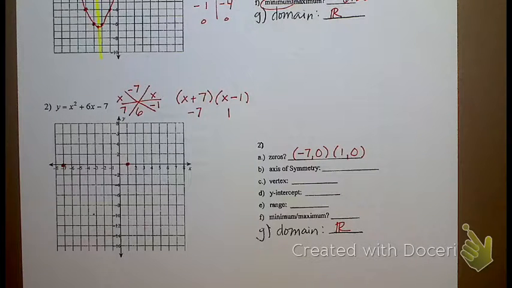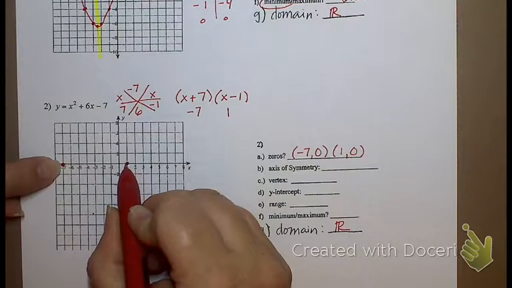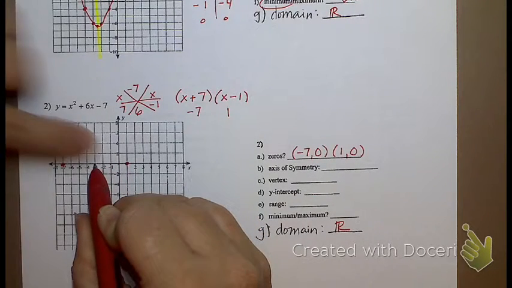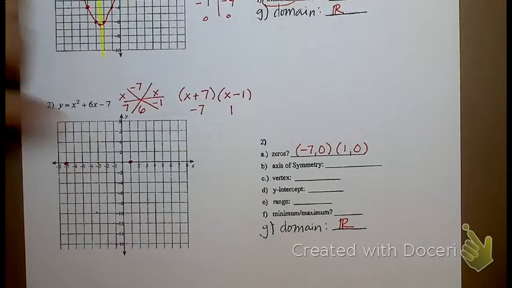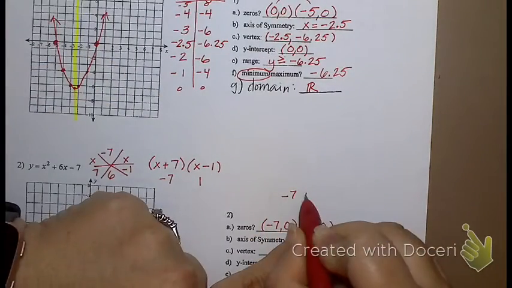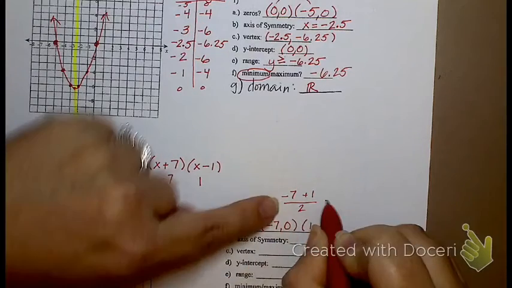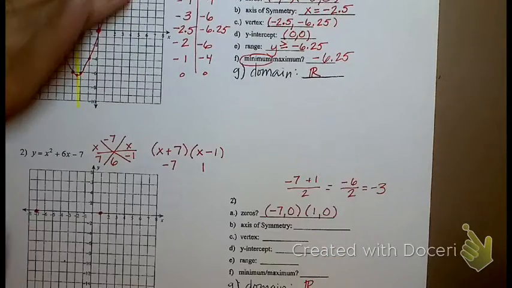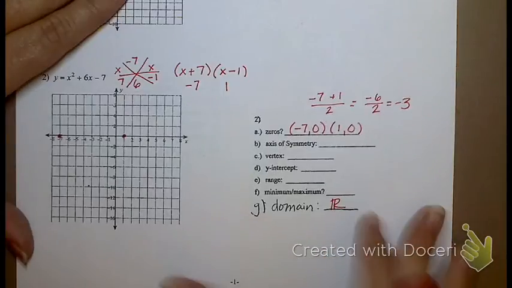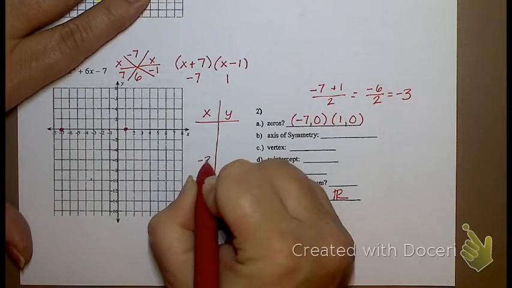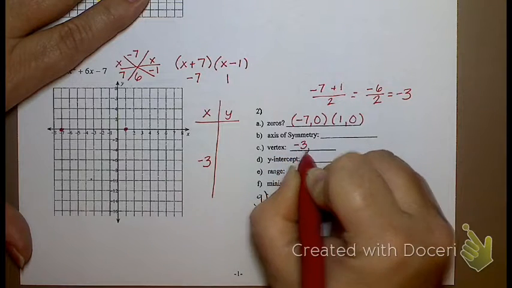Whew! I have a feeling this is going to be a big number. What's exactly halfway between there? I can count. Looks like negative 3. If I'm unsure with my counting because it's really small printing, I can always do what I did up here. You would take negative 7, add 1, and then divide by 2. Negative 7 plus 1 is negative 6, divided by 2 is negative 3. That's your halfway point. Okay? So on my XY chart, negative 3 goes in the middle. My vertex is negative 3 comma something.